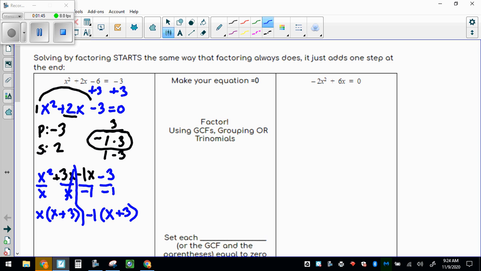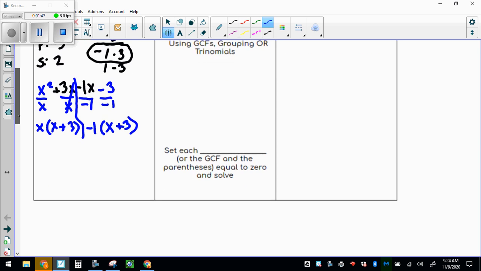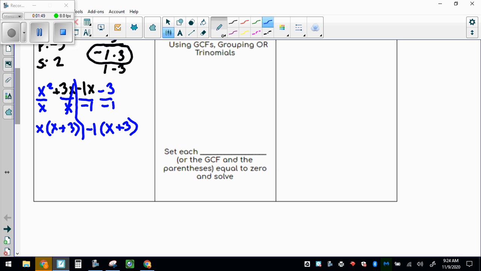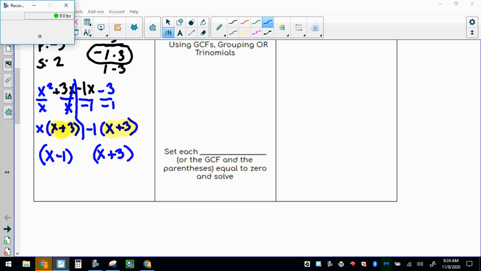So far, nothing new. We are going to double check that our parentheses are the same, just like we have in the past, and they are. So we can keep moving. And I'm going to write my x minus 3, my GCFs together, and my x plus 3 one time.